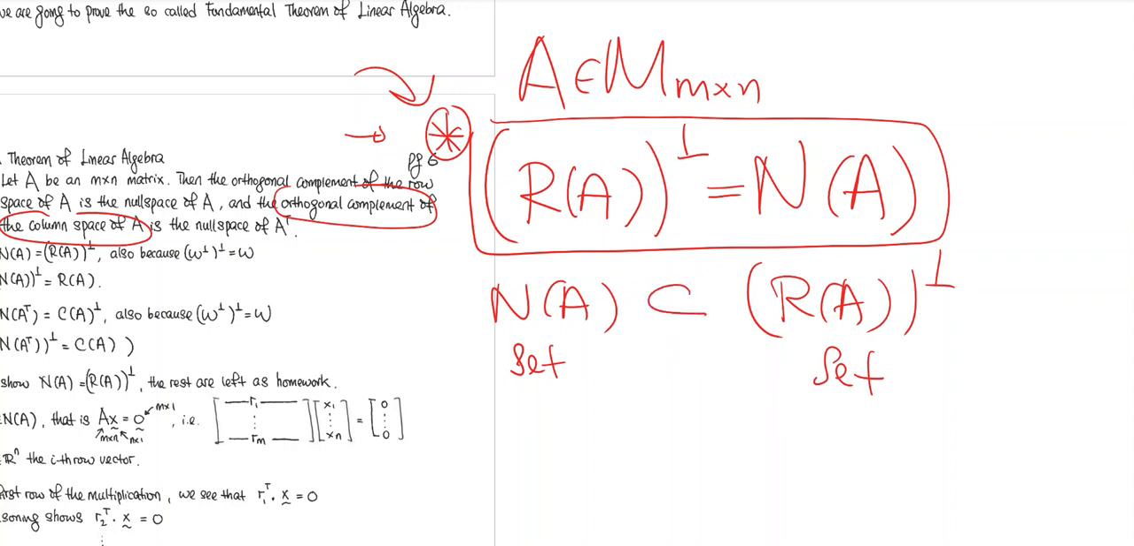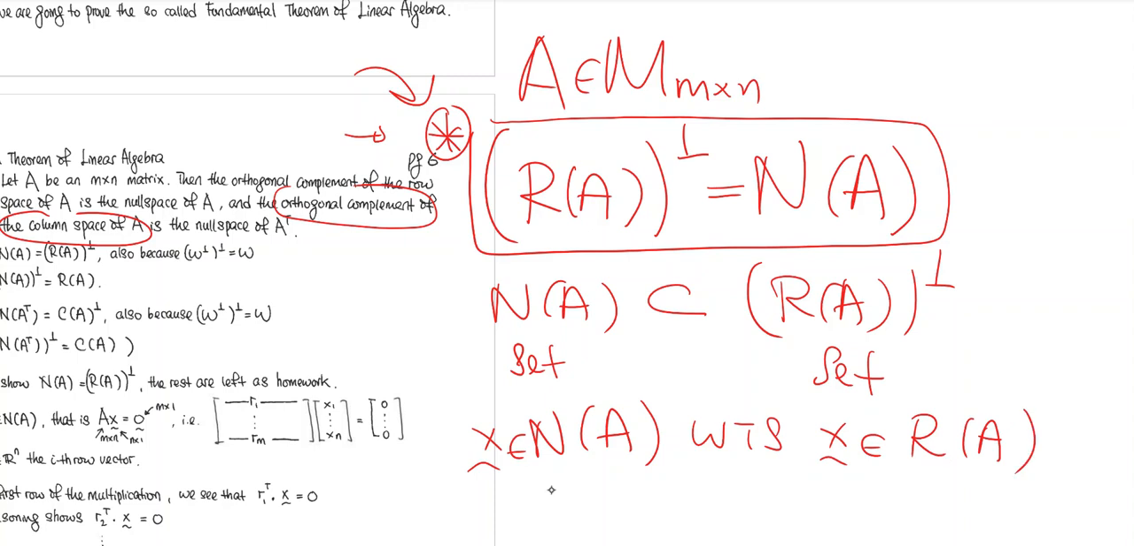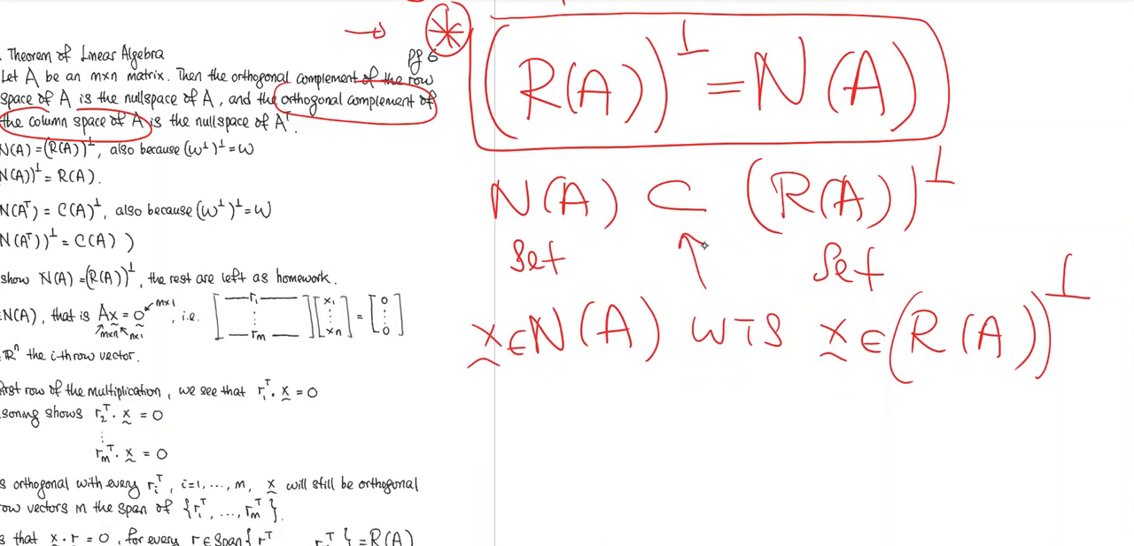In order to show this inclusion, we will have to take an element x that is from the null space of A, and we want to show that this element, being in the null space of A, will also be in the row space of A perp. If you can establish that, then you will establish this inclusion. Even though we are checking just one element, this is what we call a fixed but arbitrary element. If this works, then it will work for all the elements in the null space of A. So therefore you have this inclusion.